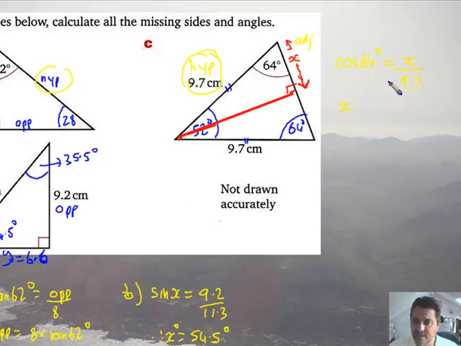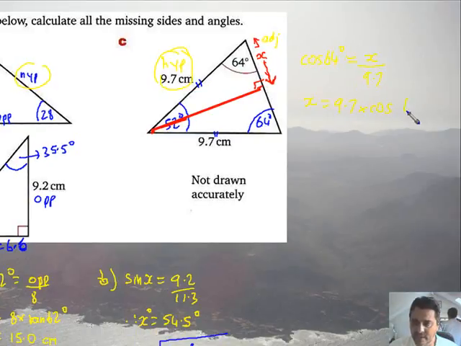So x is going to be 9.7 times cos 64, 9.7 times the cosine of angle 64 degrees. Get my answer straight away. So 9.7 cos 64, I've typed in. Don't need to put the times in there because it can do it. I've got 4.25. I'll write all that down. So I've got 4.25 and it's in centimetres.